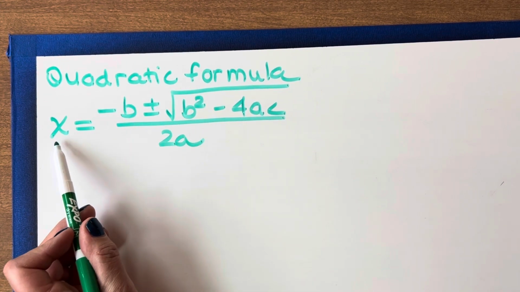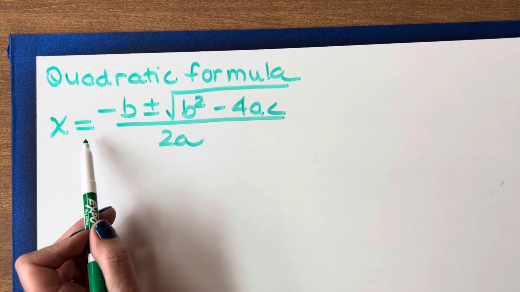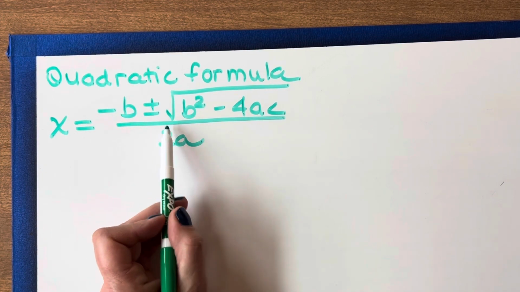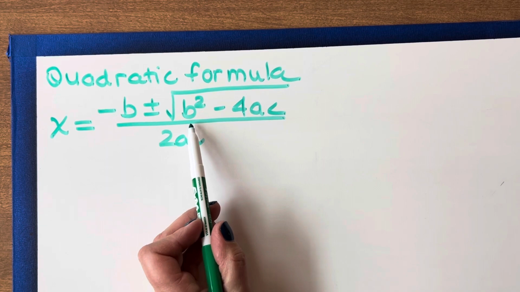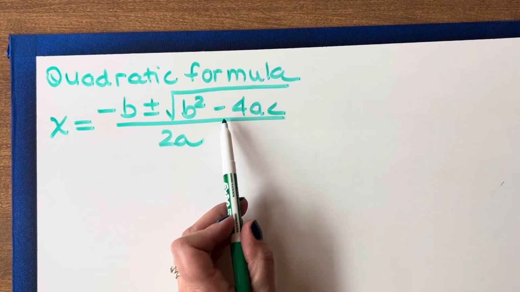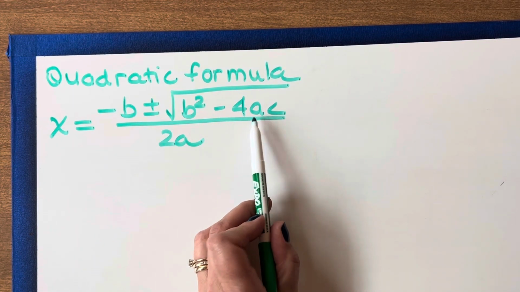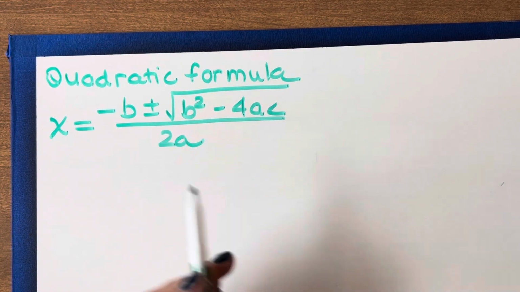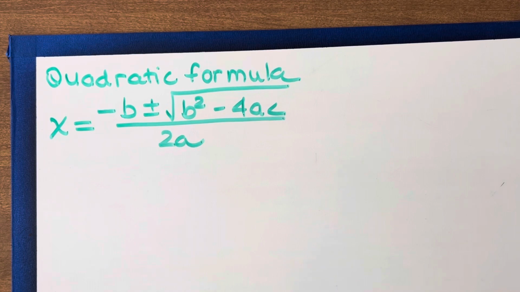It is x, which we're solving for, is equal to the opposite of b plus or minus a big square root, underneath which we have b squared minus 4 times a times c. That entire value is over 2a. So where do we get the a and the b and the c from?